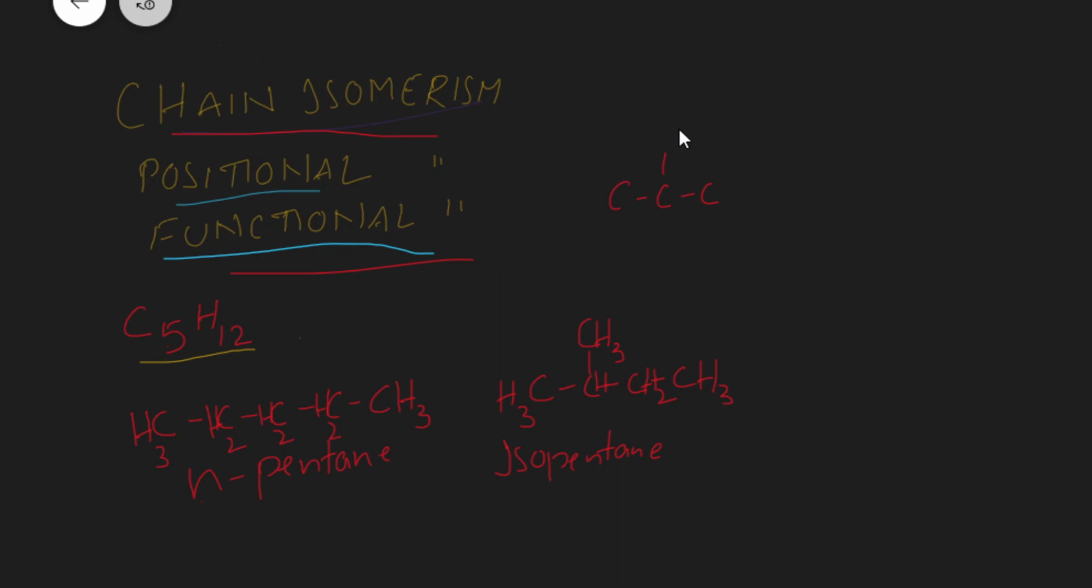Neopentane. This n-pentane, isopentane and neopentane are what isomers? Chain isomers. What do they differ in? Carbon chain structure they differ in. So these constitutional isomers that differ in carbon chain structure are referred to as chain isomers.